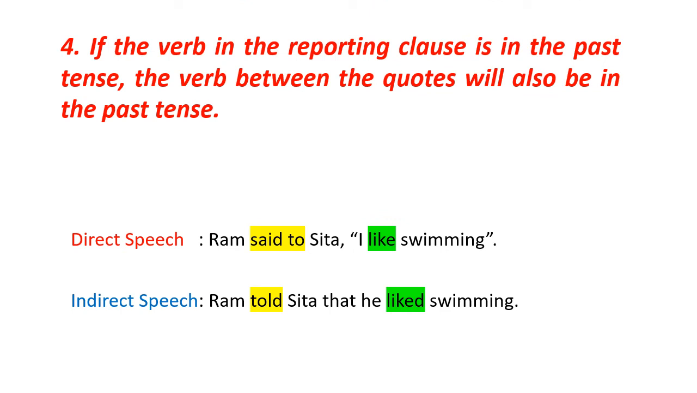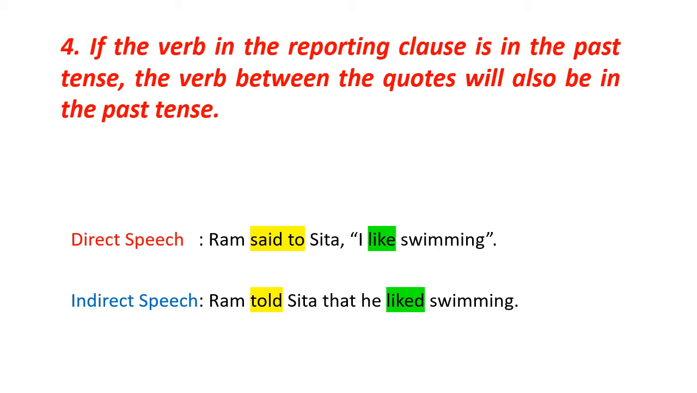Fourth one, if the verb in the reporting clause is in the past tense, the verb between the quotes will also be in the past tense. Similarly, we discussed in the third point, that if the reporting clause is in the present tense, the verb between the quotes will also be in the present tense. Here in the fourth point, the reporting clause is in the past tense, so the verb between the quotes will be in the past tense only.